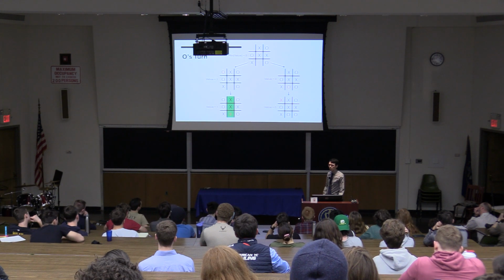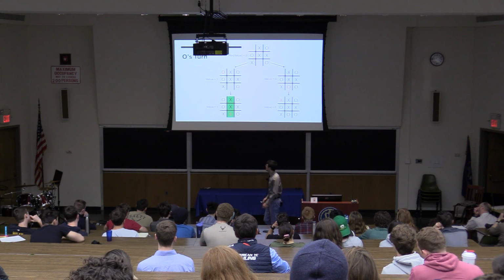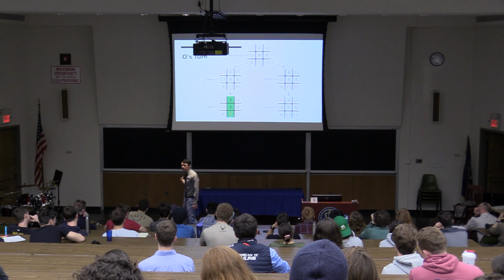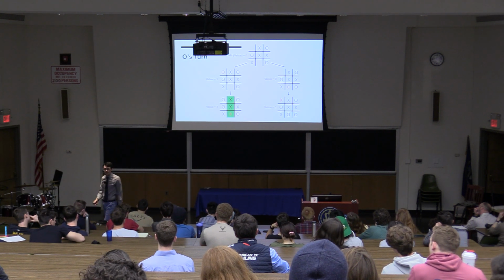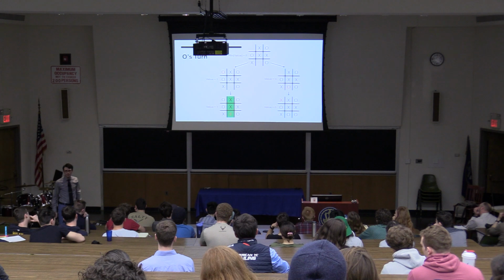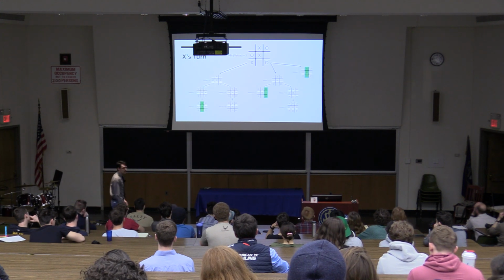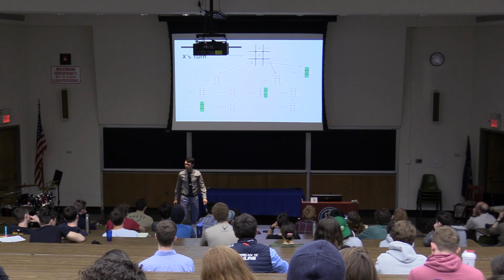Now, what happens when we go one more step? Obviously, we don't start tic-tac-toe with a board that looks like that. We start tic-tac-toe much earlier on. So what happens when we take one more piece out of that board? Well, now the decision tree gets much bigger.